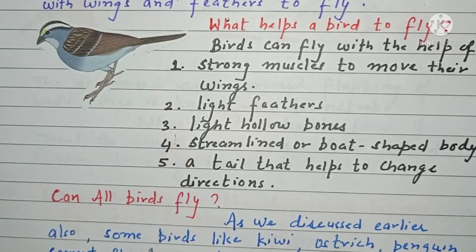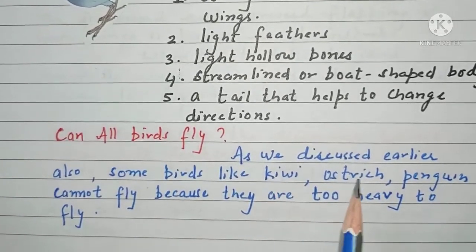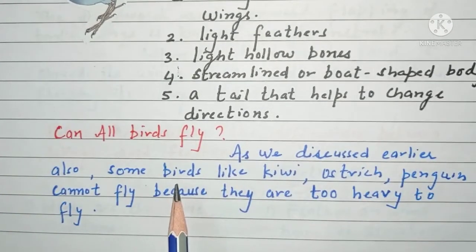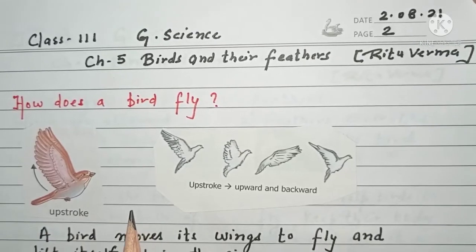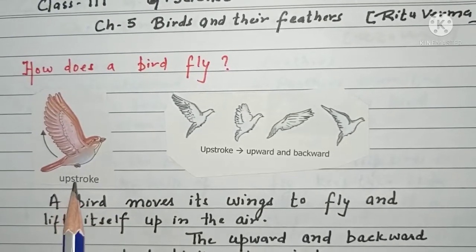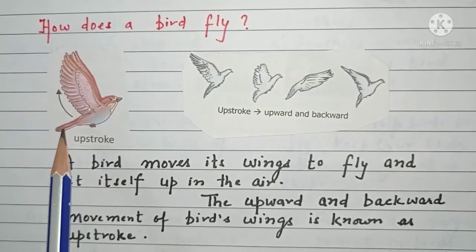Now, one thing to discuss, can all birds fly? As we discussed earlier also, some birds like kiwi, ostrich, penguin cannot fly because they are too heavy to fly. Now, how does a bird fly? A bird moves its wings to fly and lift itself up in the air.